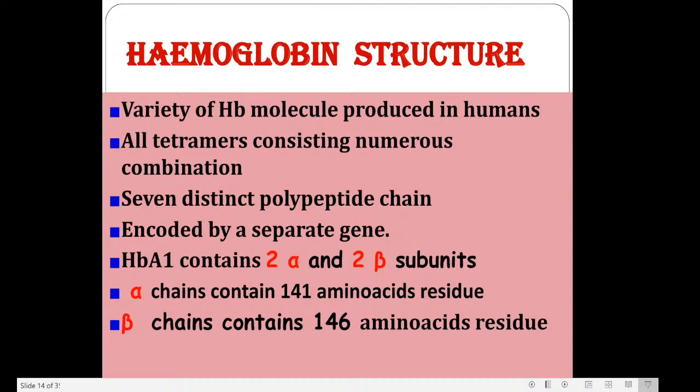Once upon a time they asked this in a CSIR question: the alpha chain has 141 amino acids and the beta chain has 146 amino acid residues. This is very easy and simple, but they are confused with the numbers.